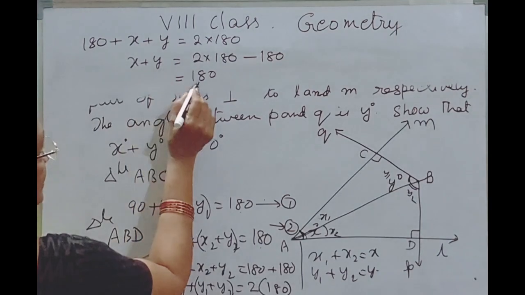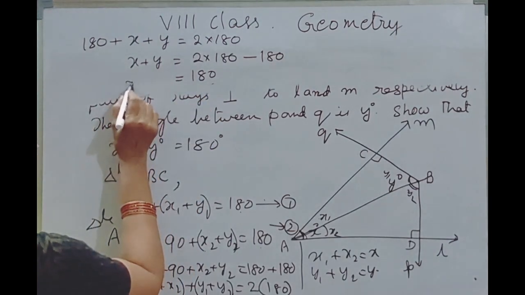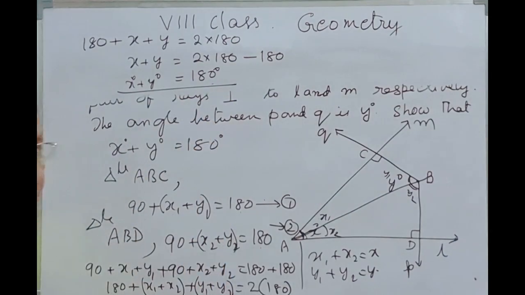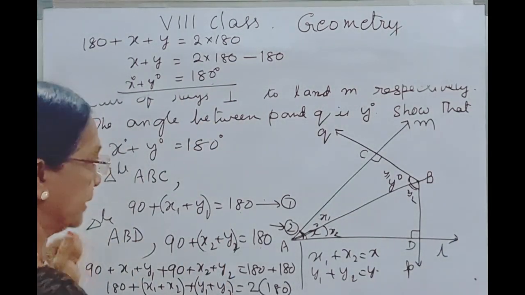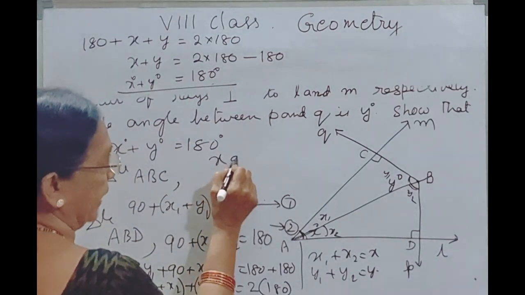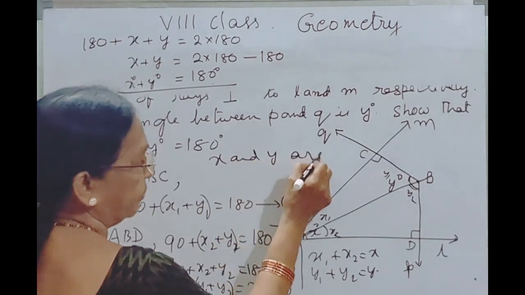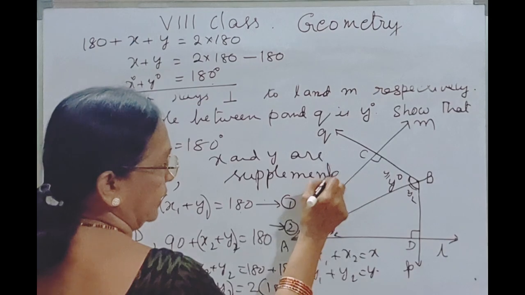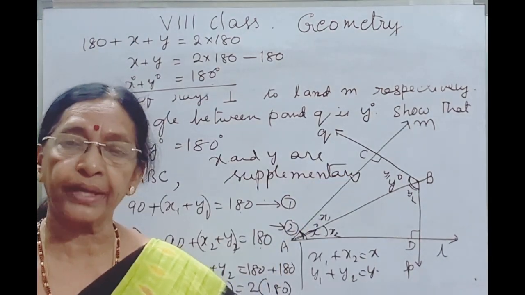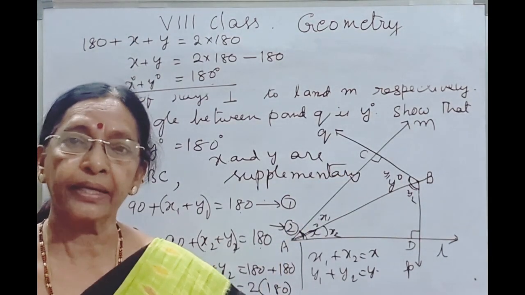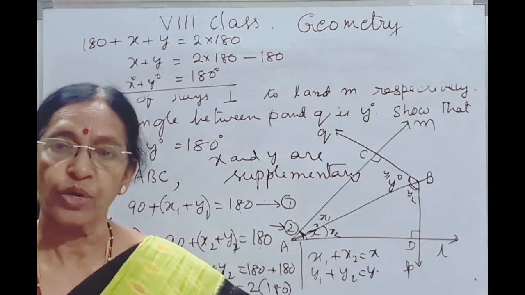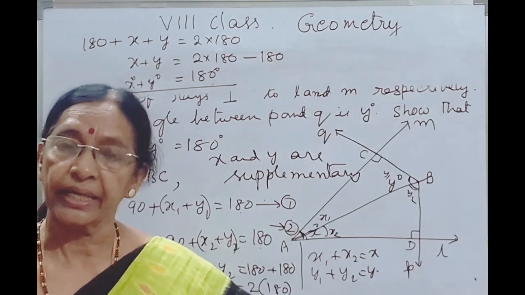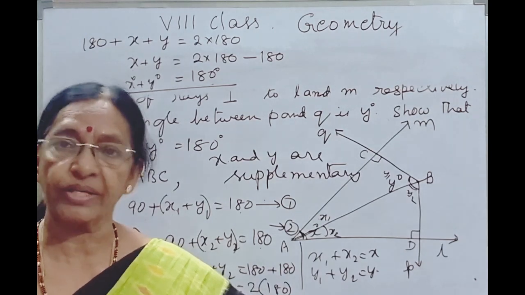Therefore, x plus y is equal to 180, or x degrees plus y degrees is equal to 180 degrees. So, x plus y is equal to 180. That means x and y are supplementary. The angles formed by two rays and another pair of rays which are perpendicular to these two rays respectively are either equal or supplementary.